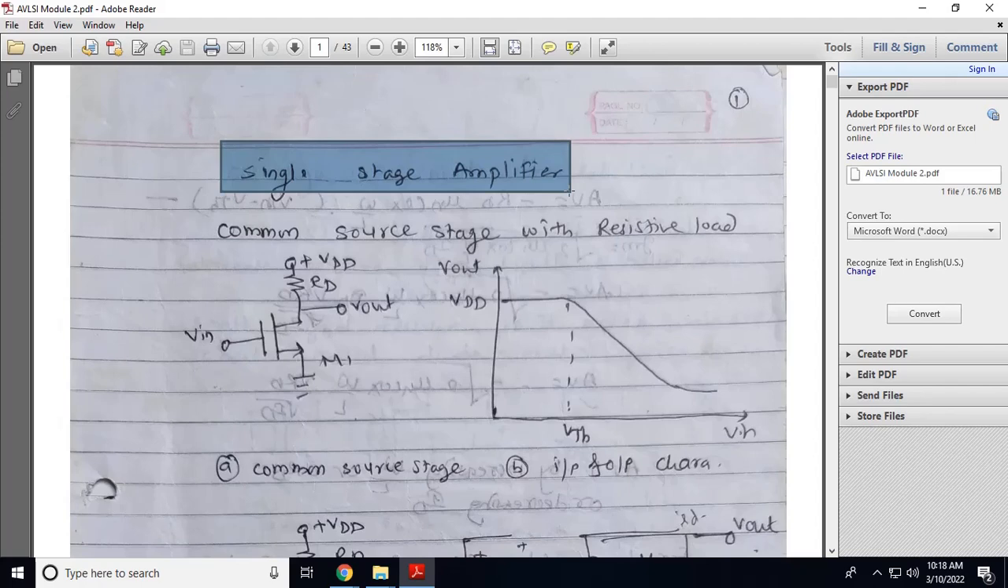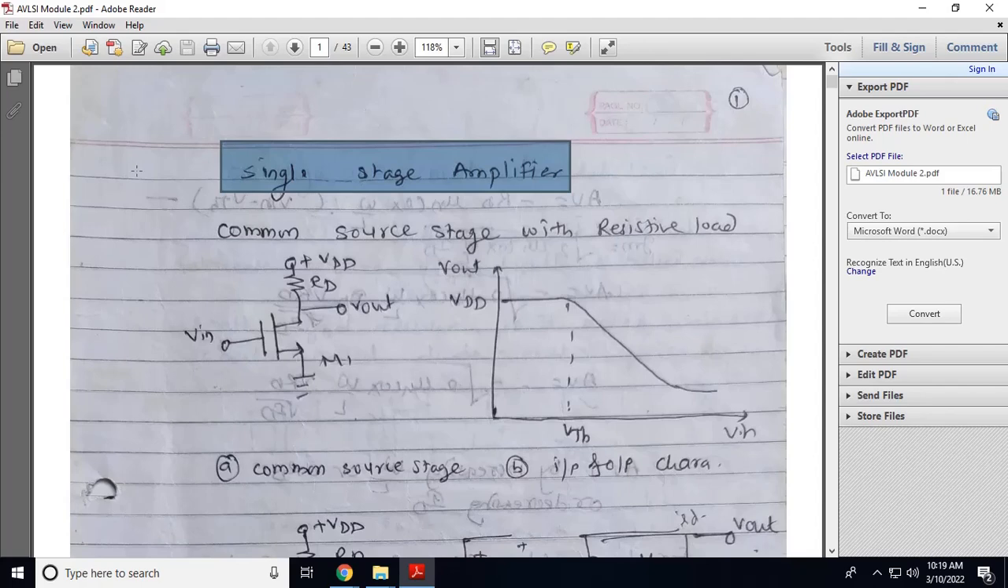So amplification depends upon the voltage gain. Output voltage is equal to gain multiplied by input voltage. An amplifier increases the amplitude of the signal. We apply a small signal AC voltage and the amplifier will increase the amplitude of that signal.